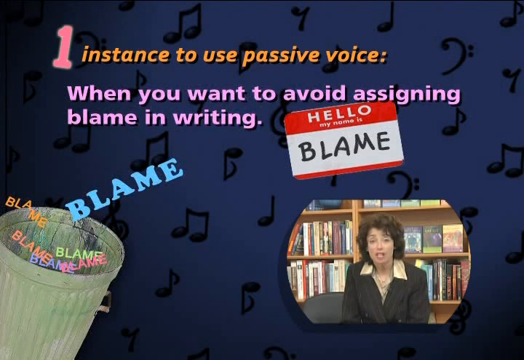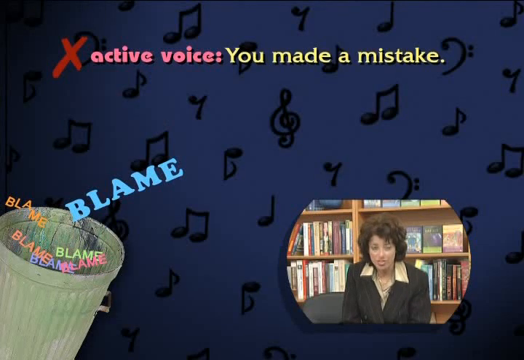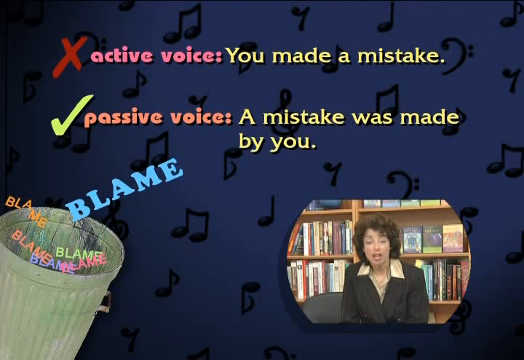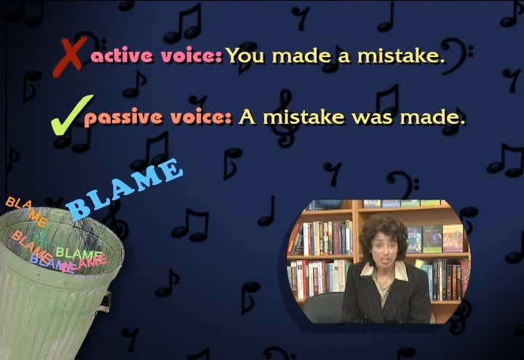There's only one instance when you're going to want to use the passive voice, and that's when you want to avoid assigning blame in writing. So rather than using the active voice and saying, you made a mistake, you would say, a mistake was made by you. But to make that even nicer, you would take off the by you, and you would just say, a mistake was made. And then what you've done is you've spared somebody's feelings, but you've still conveyed your point.